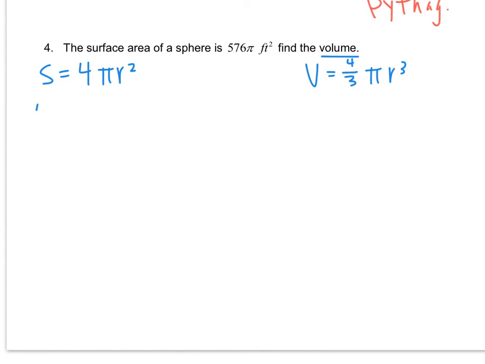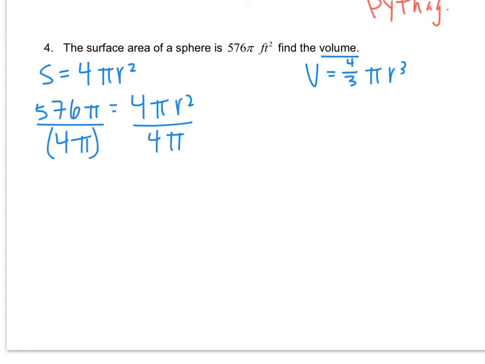So we know the surface area is 576 pi equals our formula. So I am going to divide both sides by 4 pi. 4 pi. If you're putting that in your calculator, you'll need parentheses. And we get 144 equals the radius squared. So we get 12 equals the radius. Now that we know our radius, we just need to plug it in over here for the volume, and then we've got our volume.